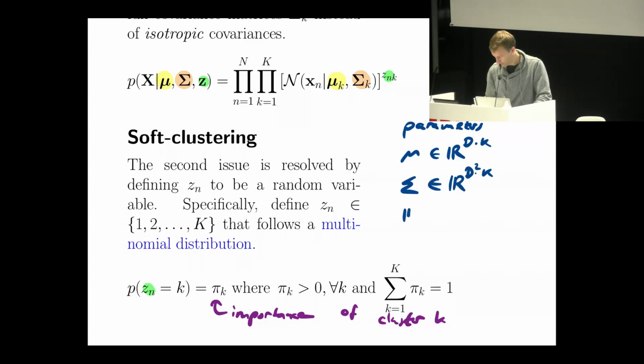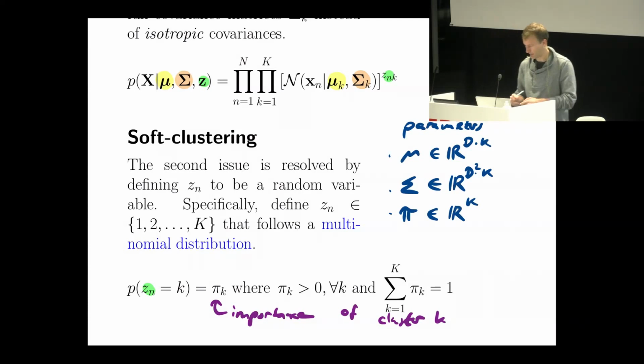And finally, we have the pi parameters, so these cluster importances, which are only one number per cluster. So that's just K. So these are the three kinds of parameters we have. And we want to learn them. We don't know them a priori, so this is a little bit different from k-means.